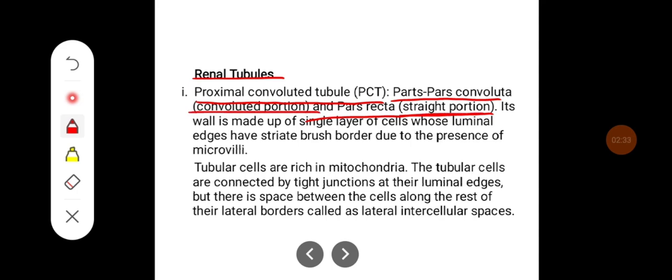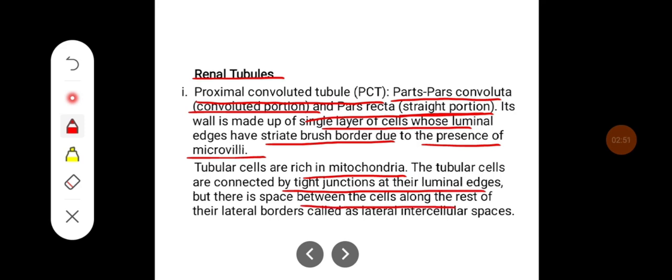Its wall is made up of a single layer of cells whose luminal edges have striate brush border due to the presence of microvilli. Tubular cells are rich in mitochondria. The tubular cells are connected by tight junctions at their luminal edges. But there is a space between the cells along the rest of their lateral borders called lateral intercellular space.